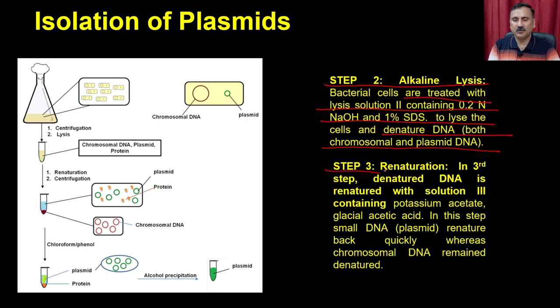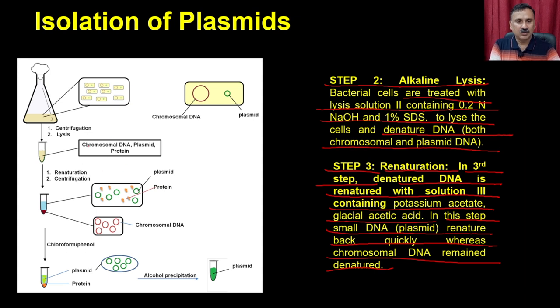Then in step 3, you are going to do renaturation. In the third step, the denatured DNA is renatured with solution 3 containing potassium acetate and glacial acetic acid, and in this step, small DNA renatures back quickly, whereas the chromosomal DNA remains denatured. So when you have the chromosomal DNA and the plasmid DNA in the alkaline lysis method and you renature, the chromosomal DNA is big, so it is not going to renature, whereas the plasmid DNA is small compared to the chromosomal DNA, so it is going to renature back, and that is how it is going to be present in the solution, whereas the chromosomal DNA is going to be present in the pellet.